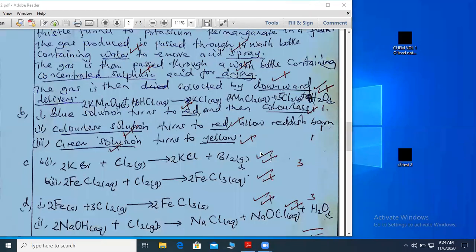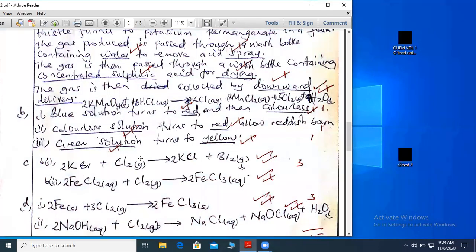Here I'm showing you that I allowed those who had two versions. I don't know how I forgot to put states here. The state is aqueous for potassium bromide, and the state is aqueous for potassium chloride. Many of you forgot to balance. You should have balanced by putting 2 on potassium bromide and 2 on potassium chloride.